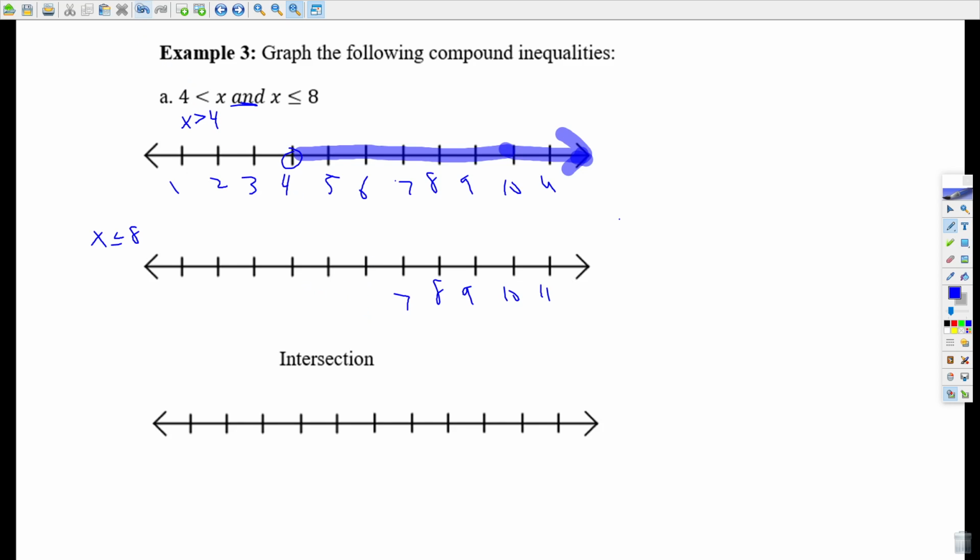Whoops. 6, 5, 4, 3, 2, 1. So this one starts at 8, less than or equal to. So that's going to be a solid dot here. Less than would mean we shade to the left. So that'd be all these numbers here.